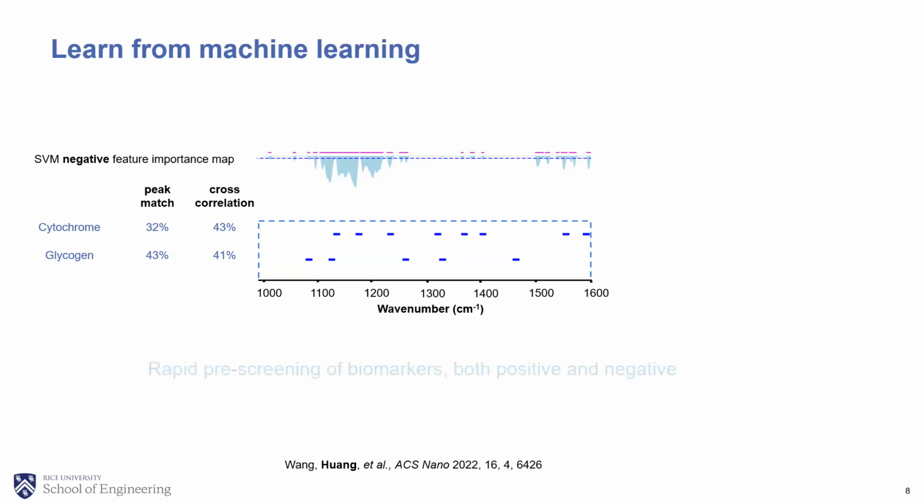The next slide. So now we can see that by using Raman spectroscopy combined with machine learning analysis, we can provide a rapid pre-screening of biomarkers, both positive and negative biomarkers. So next slide.